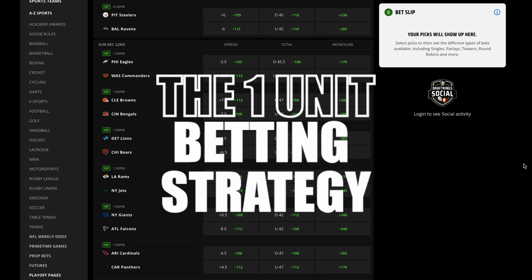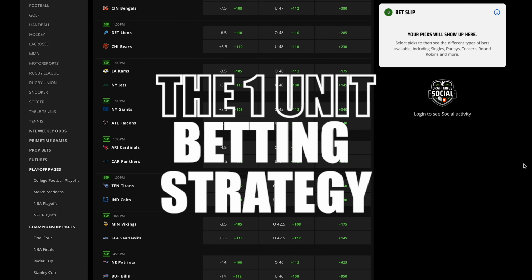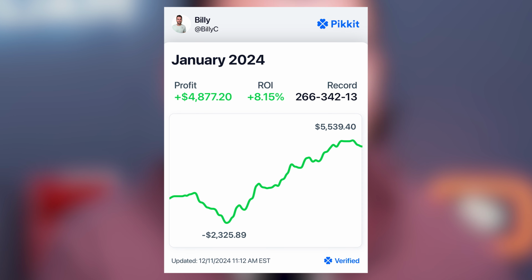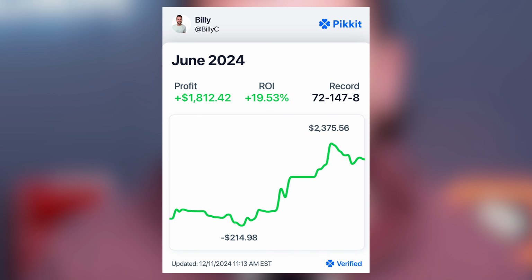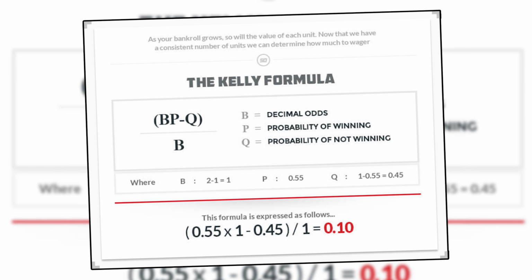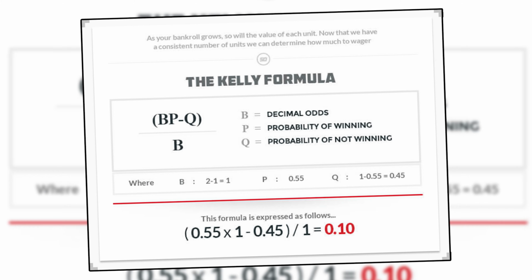And while I primarily use the Kelly criterion method, this is a strategy that has worked for me time and time again, like here in January where I made almost $5,000. And then I went ahead and used it again in June and made almost $2,000. The 1-unit betting strategy compared to the Kelly criterion method is quite conservative, but it is battle tested, tried and true, yielding positive results anytime that I've gone back to it. So sit back and take some notes as I share with you one of my favorite personal betting strategies.